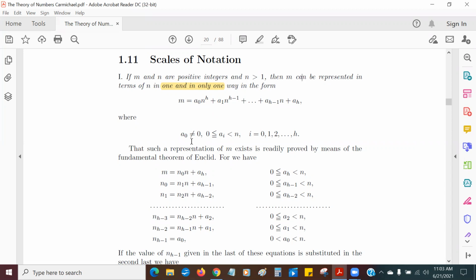And so a_0 doesn't equal 0. The first coefficient has to be non-zero. All the other coefficients are between 0 and n, less than n, and the i is, I guess, the index.